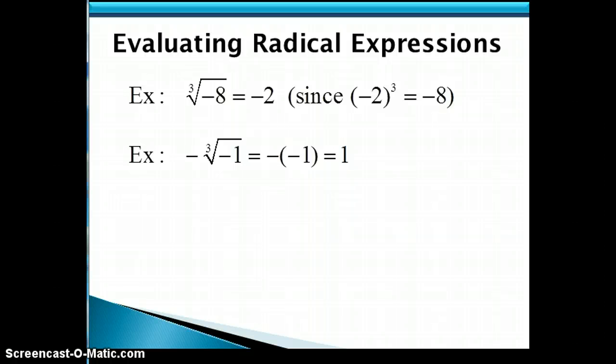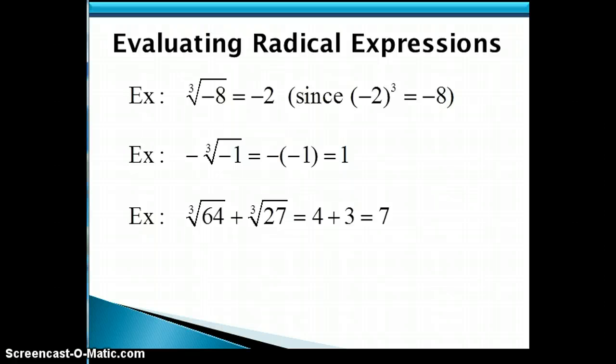Now, in this expression, we have a negative sign in front of the cube root. So we would take the cube root of negative 1 first, and that's going to be equal to negative 1, since negative 1 cubed is equal to negative 1. And then we still have a negative sign in front of that. So that gives us two negative signs next to each other, and when we simplify that, we will get a positive 1 for our answer.